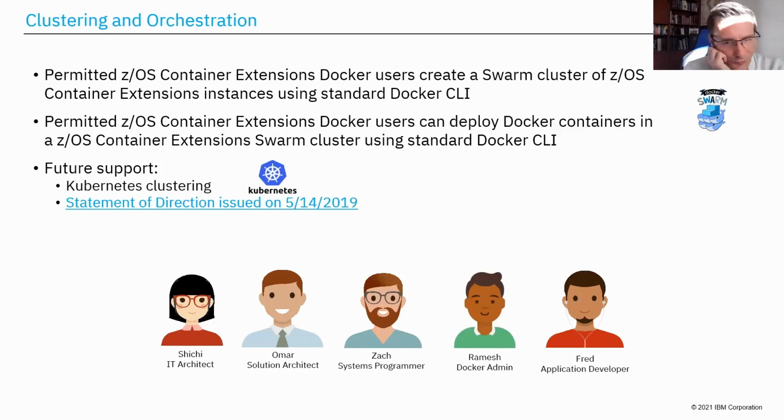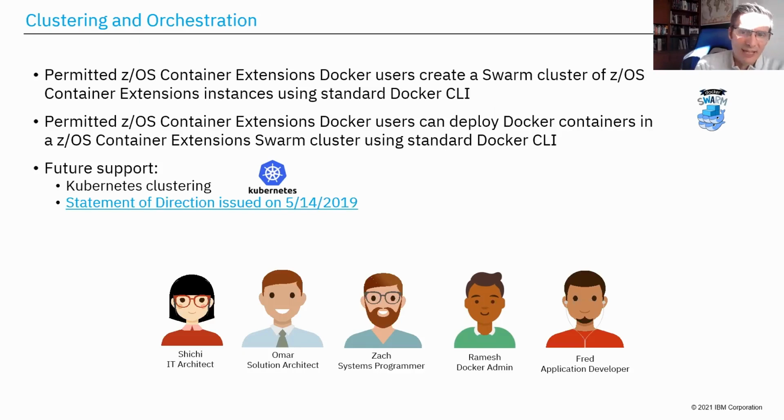Clustering and orchestration. Of course, we're dealing with zOS, so we have to talk about high availability, because that's one of the big tenets of the Z platform: availability. ZCX provides out of the box something called Docker Swarm clustering. With Docker Swarm, you're able to have multiple ZCX servers participate together in one swarm to provide higher availability, so that if one server goes down, the other members in the swarm can take over that work.